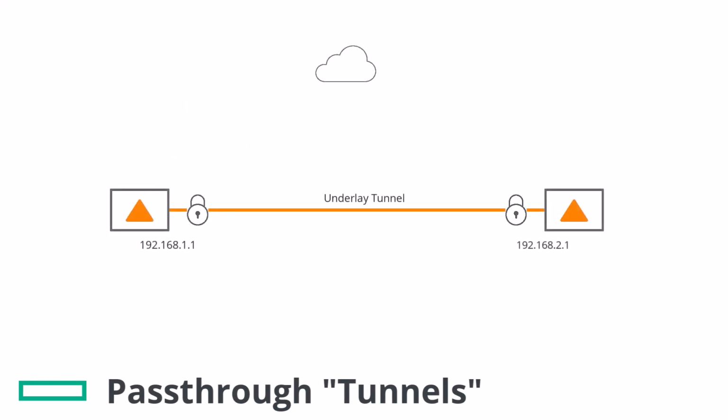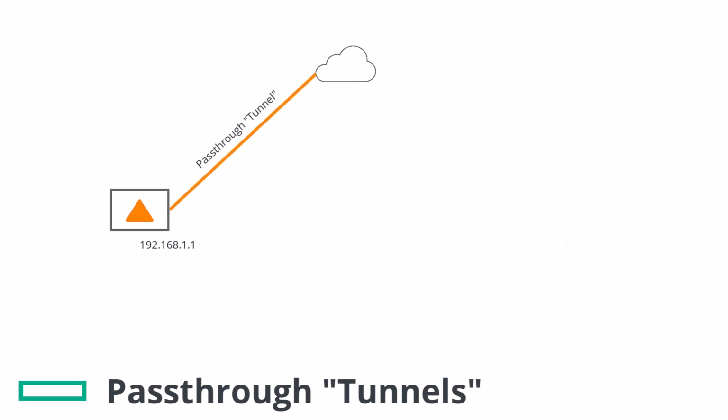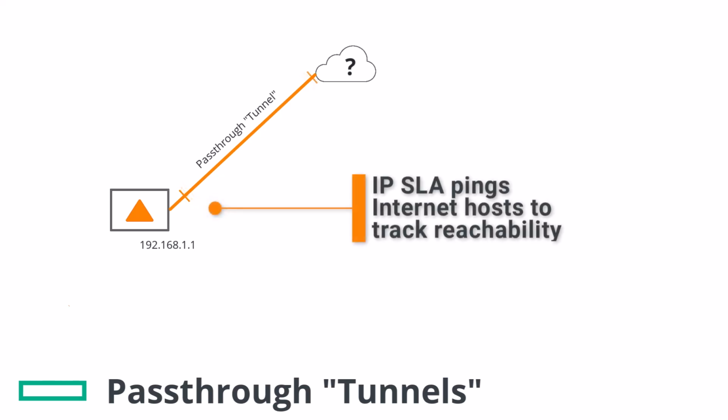A simple pass-through tunnel isn't really a tunnel, so it doesn't have the same inherent properties available to track its state, like an underlay does. There aren't IP addresses at each end, so we need another method to determine whether it can be used or should be disqualified. This is where the IP SLA feature comes in.